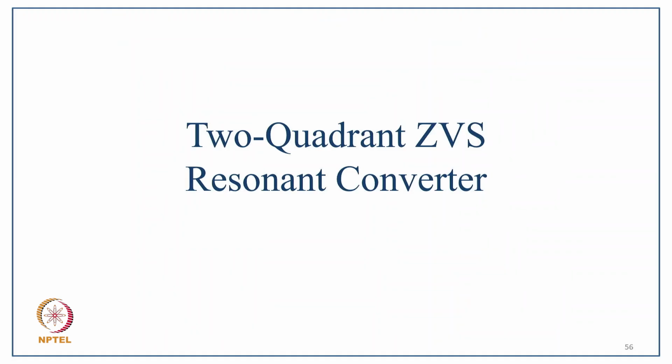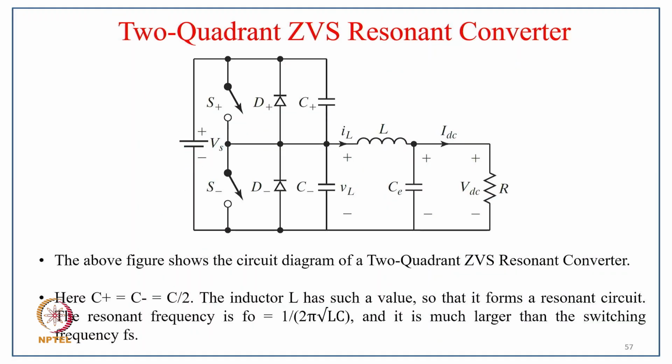Now coming to the two-quadrant ZVS resonant converter. Two quadrant means you are using two switches here, where of course we have a diode and capacitance connected in parallel, and then we have the inductor, capacitance filter, and the diode. The above figure shows the circuit diagram of the two-quadrant ZVS converter. Here C plus equals C minus equals C by 2, as shown in the figure, and the inductor L has a small value so that it forms a resonant circuit. The resonant frequency is f0 equal to 1 upon 2 pi under root LC, and it is much larger than the switching frequency fs.